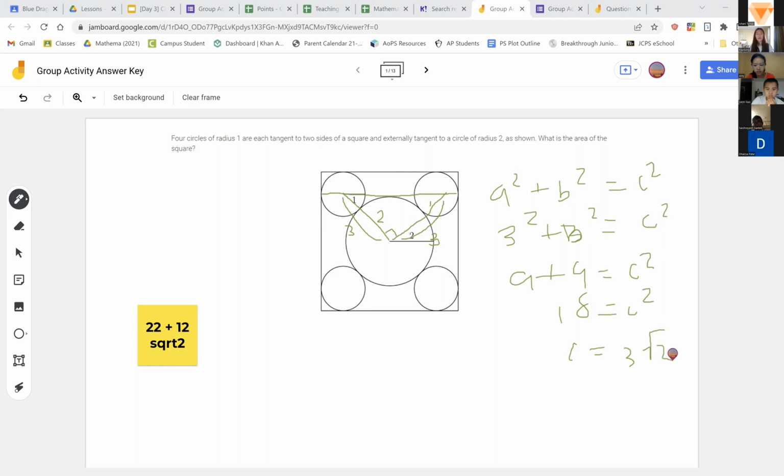So now we know that this portion right here, I'll do it in a different color, this portion right here is 3 root 2. And all we have to do is add these other sections right here and right here. And both of these are going to be 1 each because that's the radius of the smaller circle. So now 1 plus 3 root 2 plus 1, that's 3 root 2 plus 2.